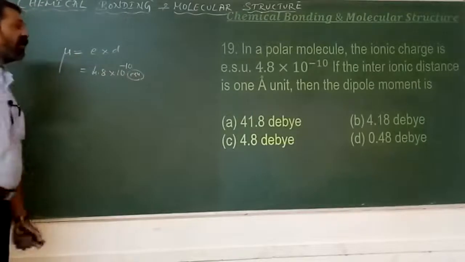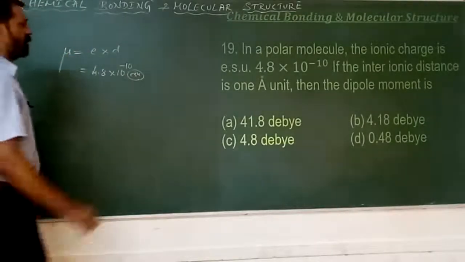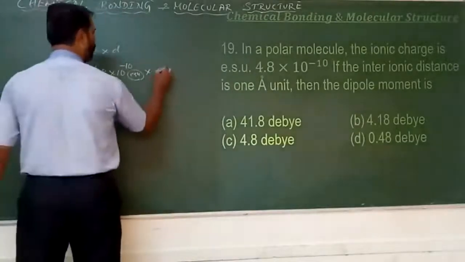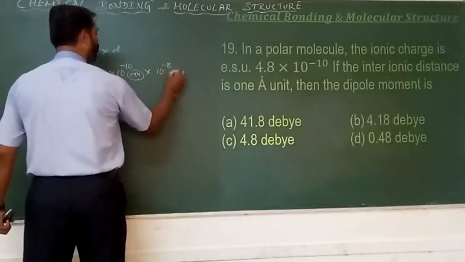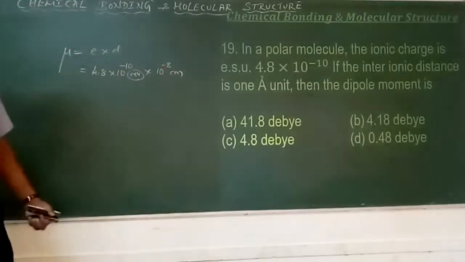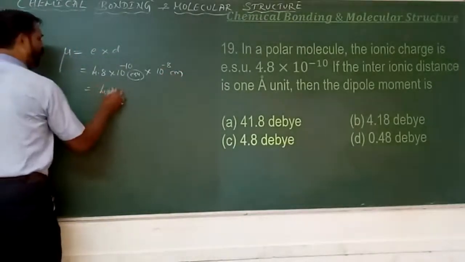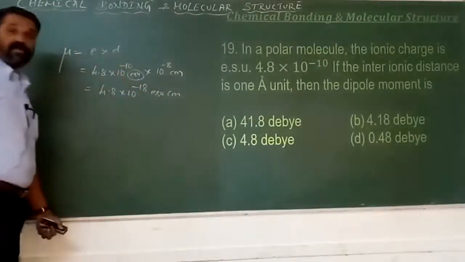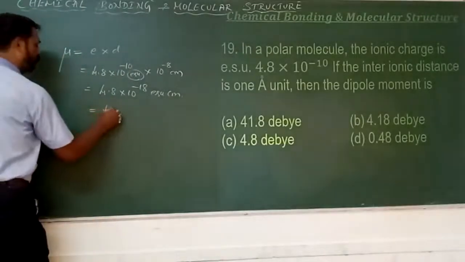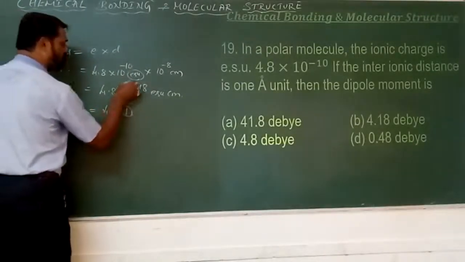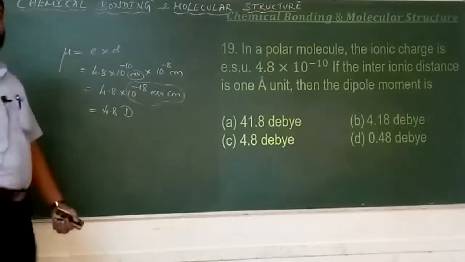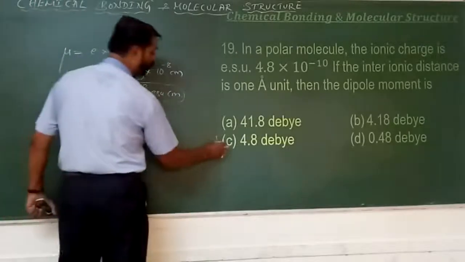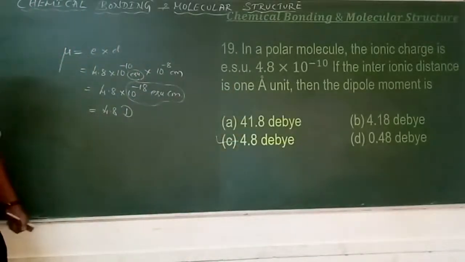ESU, electrostatic unit. And what is the interionic distance? It is 1 angstrom. What is the meaning of 1 angstrom here? 10 to the power of minus 10 meter or 10 to the power of minus 8 in terms of centimeter. That is equal to 4.8 into 10 to the power of minus 18 ESU centimeter. It is equal to 4.8 in terms of Debye, because 10 to the power of minus 18 electrostatic unit centimeter is called 1 Debye. Hence the final answer is going to be what? 4.8 in terms of Debye.